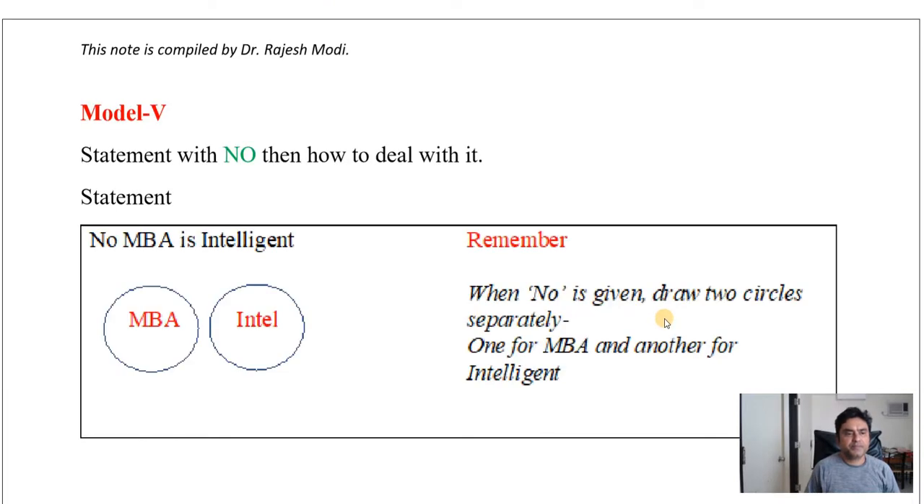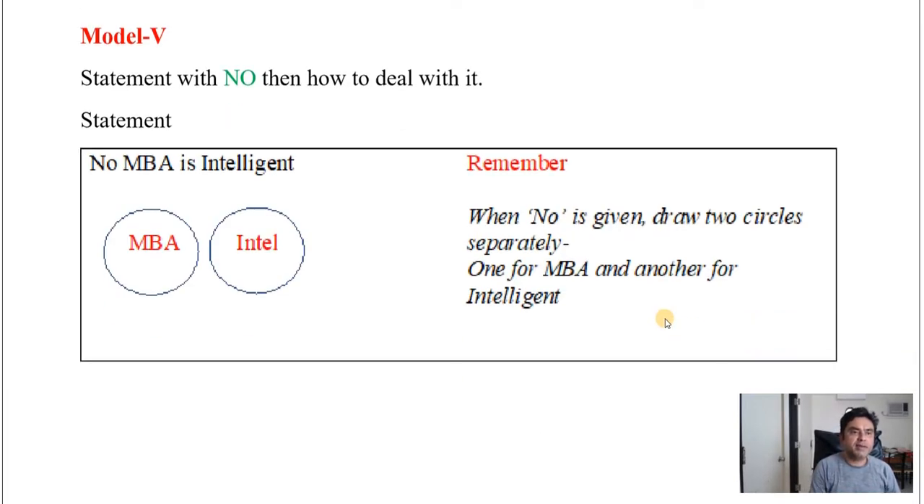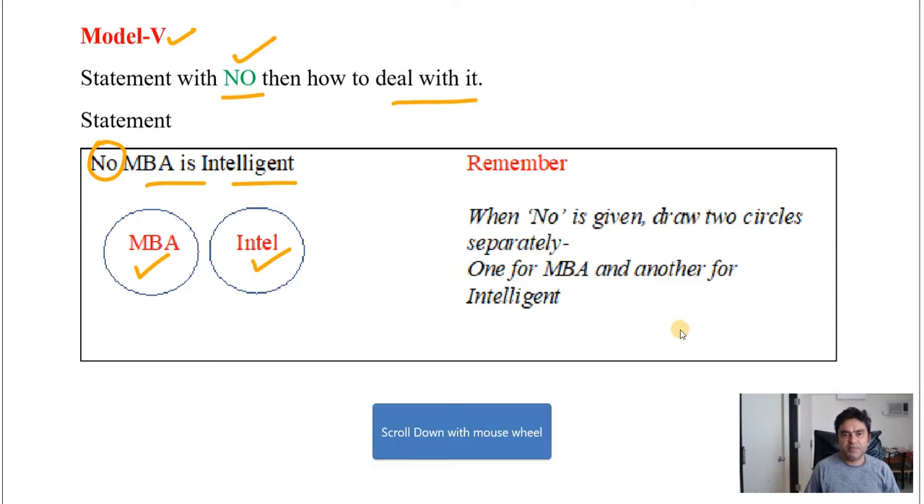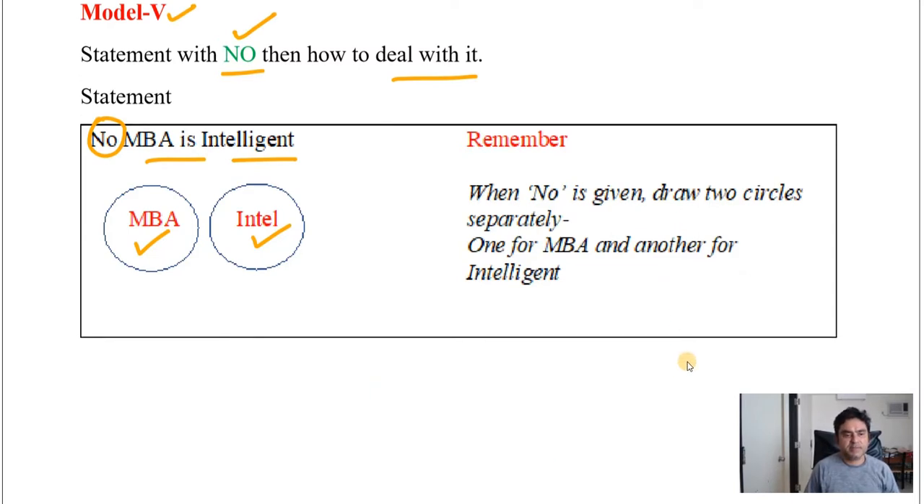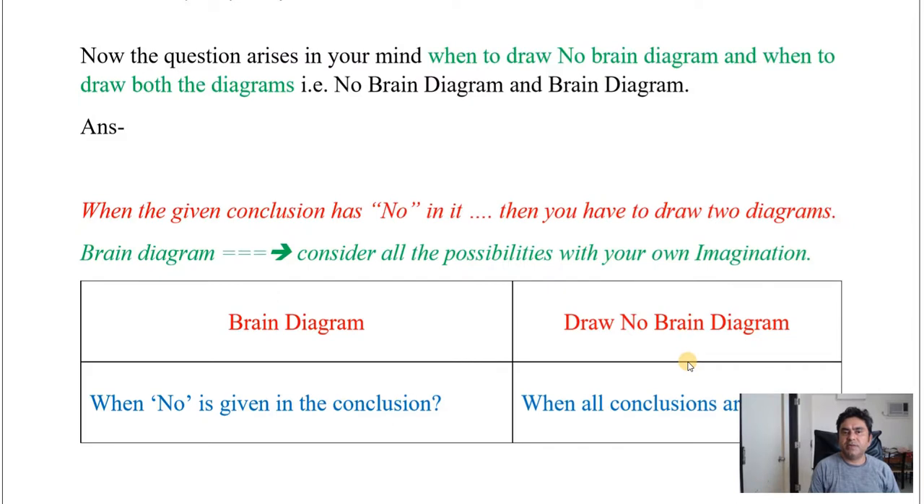Model number 5. In model number 5, statement with no, then how to deal with. No MBA is intelligent. So here MBA and no word is written, which means there is no relation between intelligent and MBA. So this is a separate circle. So this is how you have to draw when the no is written. No means separations, no relations. Now the question arises in your mind when to draw a no brain diagram and when to draw both brain diagram and no brain diagram.